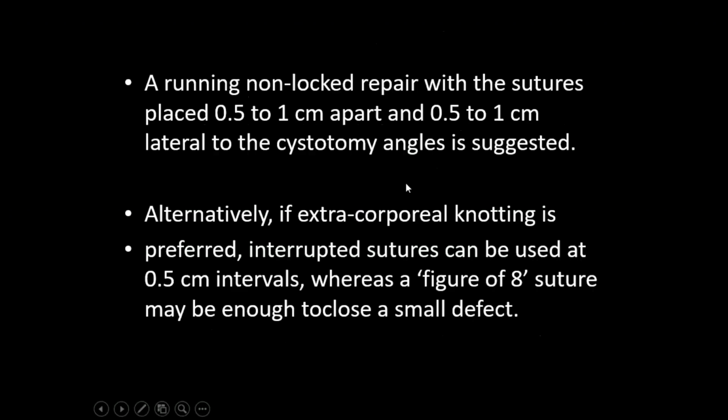Okay, we will change the slide. The slide now is talking about the suturing of a bladder injury, which has already been discussed before, Dr. Rana.